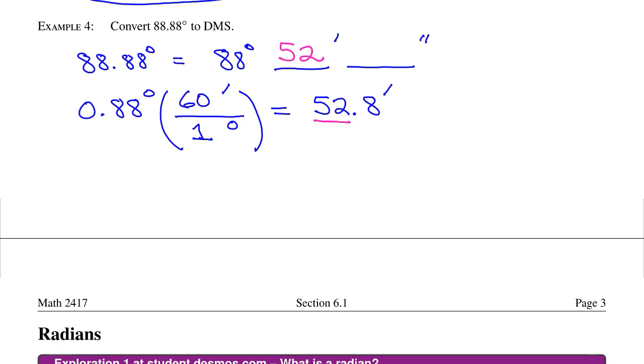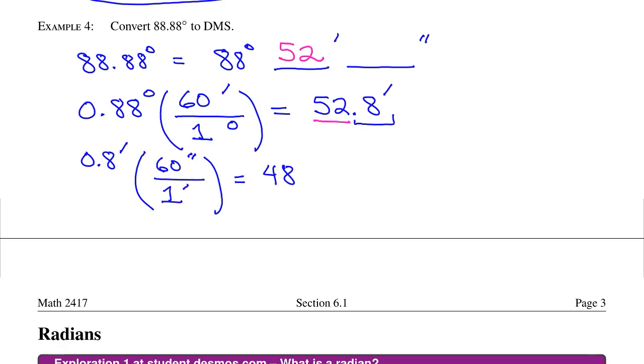Now I still have a subdivision of 0.8 minutes. That needs to be converted into seconds. And we know that 60 seconds are in a minute, and this works out to be 48 seconds. So the 48 seconds goes in the seconds position. So the answer is 88 degrees, 52 minutes, 48 seconds.